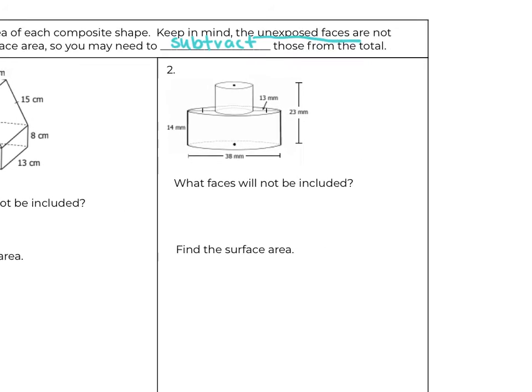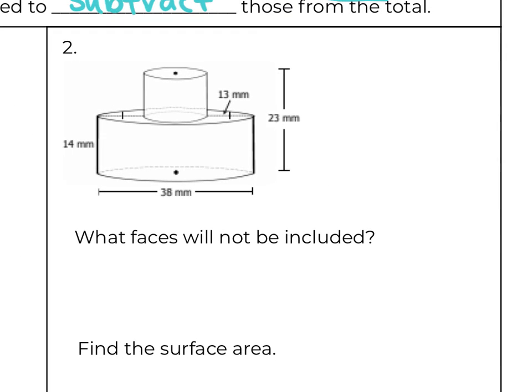All right, so let's look at what I mean by that. On number 2, think if you took this shape, this part is glued onto that bottom, okay? If I took this whole shape and dunked it in a big thing of paint, which part would not count? The bottom here would not count, and also the bottom of that top cylinder. So I'm not going to include the bottom of the top cylinder, like David said.